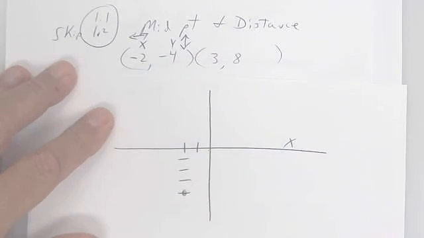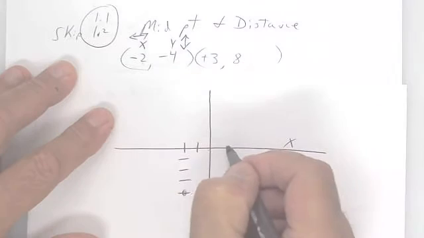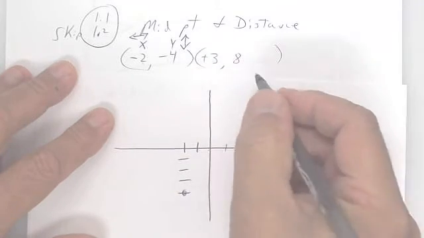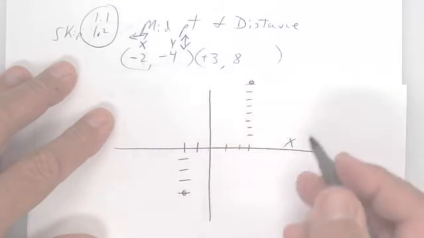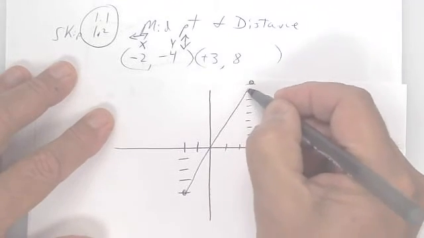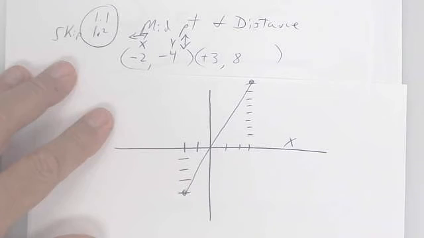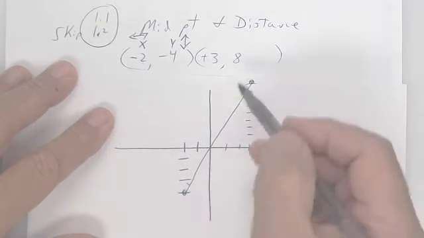Put a dot. This one is a positive, so go over 1, 2, 3, and then go up 8. 6, 7, 8. Okay, and then draw a line. We don't need to use graph paper. Just draw that up. Okay, we're trying to find the distance from here to here.